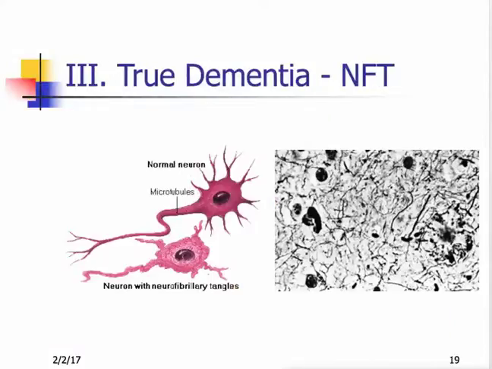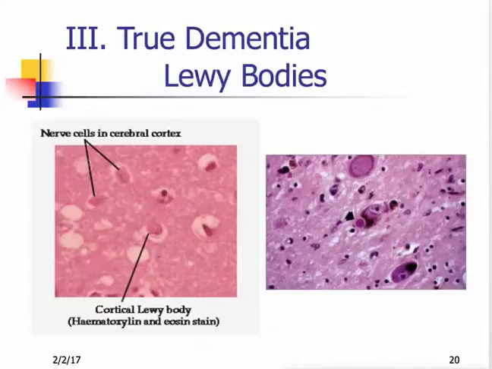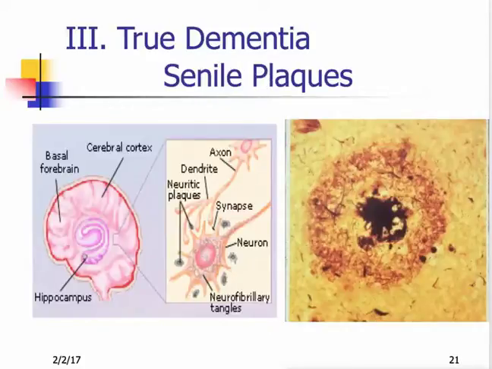So here's a picture of the neurofibrillary tangles that are seen in dementia. And Lewy body, so Lewy body dementia. These again are things that we're seeing at the cellular level. Senile plaques, here's some slides of these here.